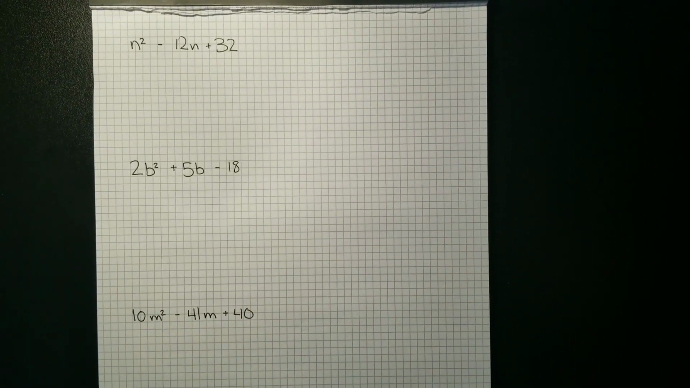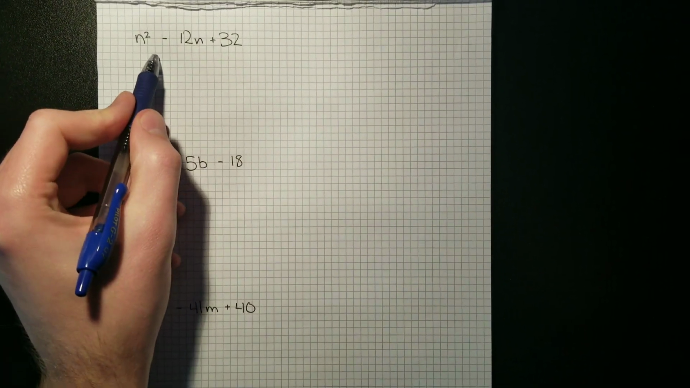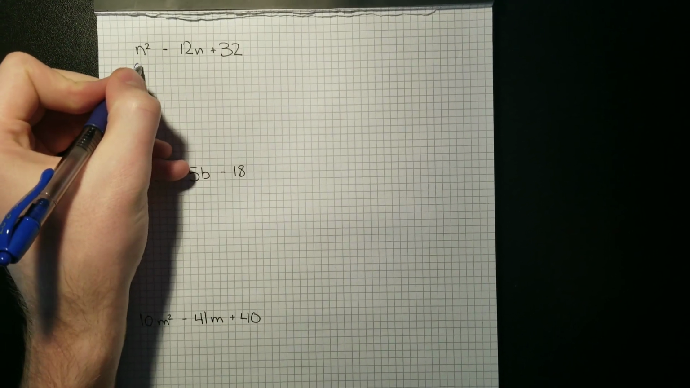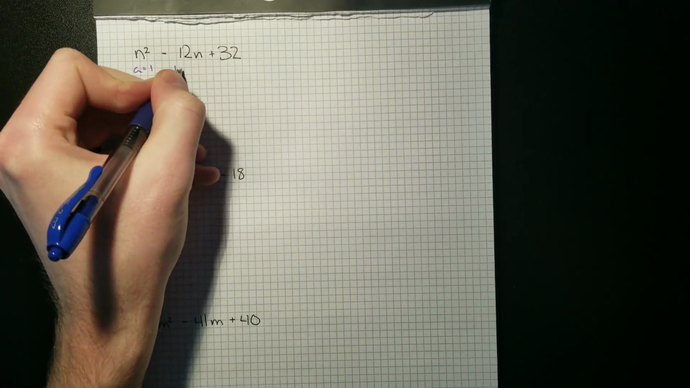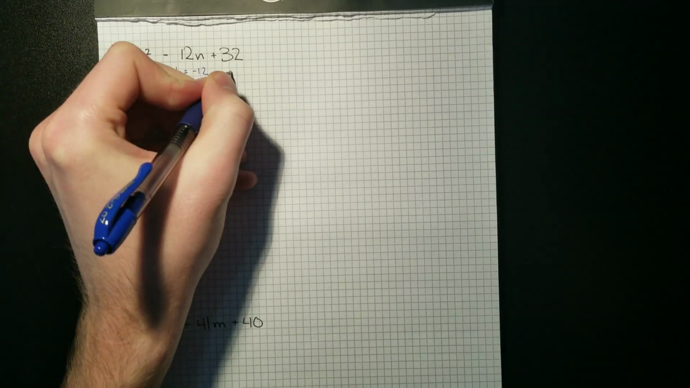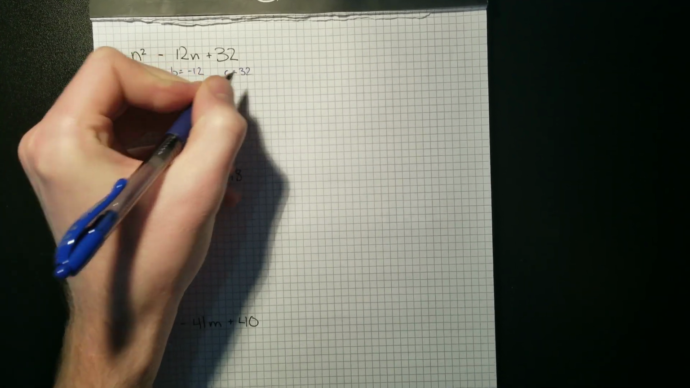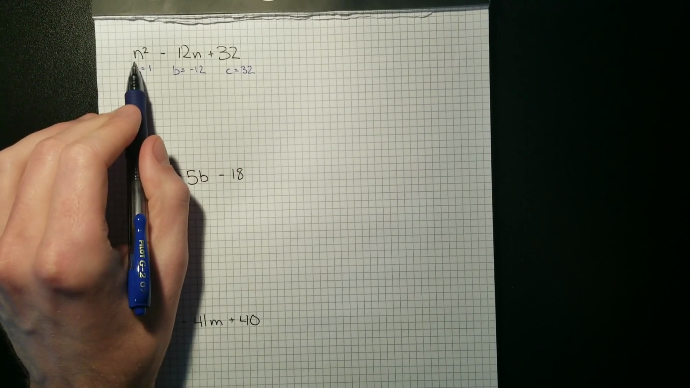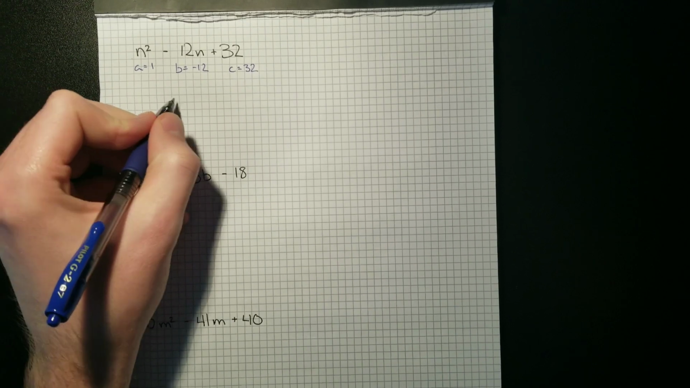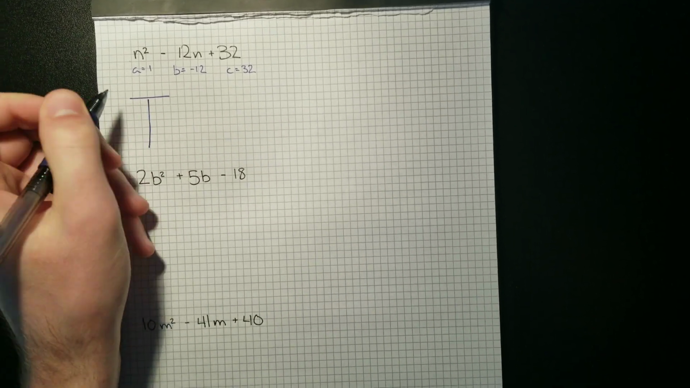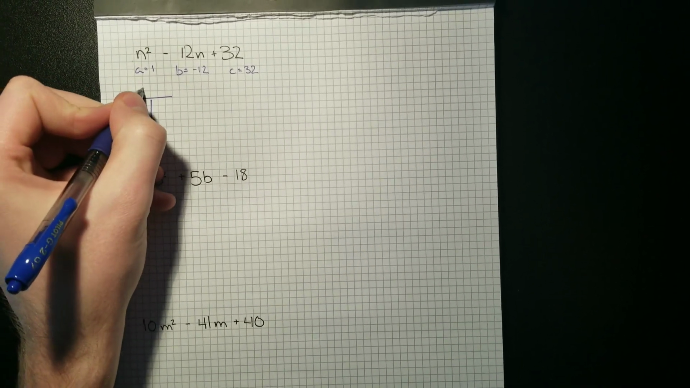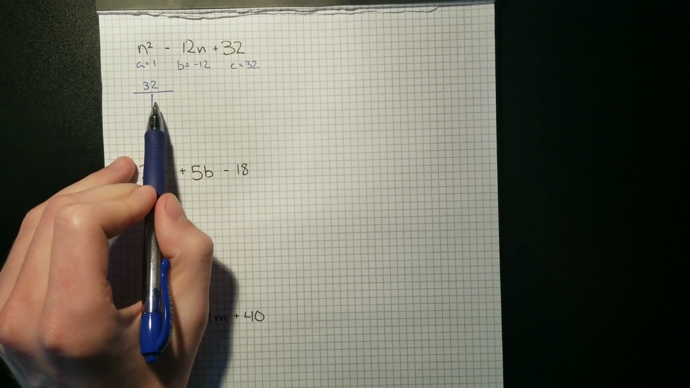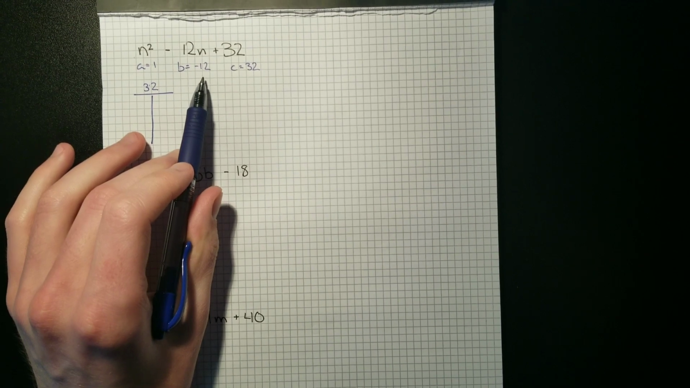So let's find an example here. For this one, let's take A, B, and C. Remember, A is 1. In this case, B is -12, and C is 32. Those are just the numbers in front of those variables. If there's no number in the front there, it's 1. So the first thing we're going to do is make that table. And A times C is just 32. So we have to use that to find two numbers that add up to get this b, this -12.